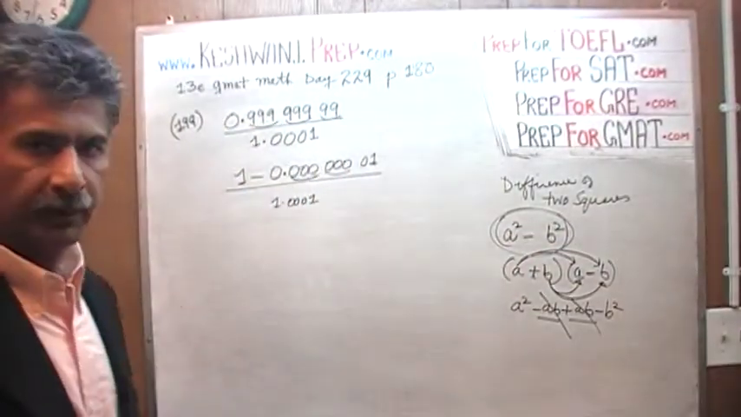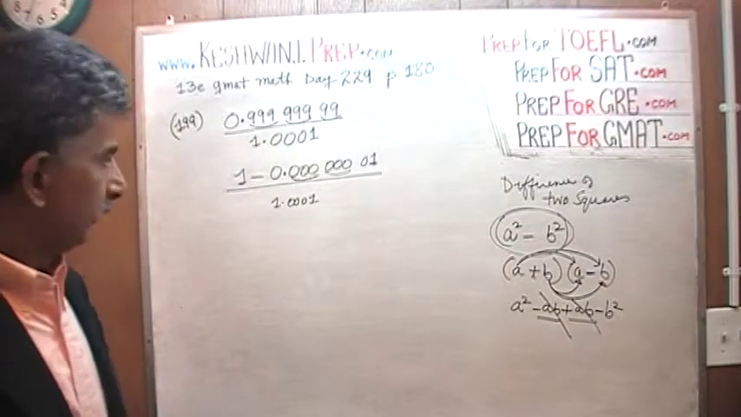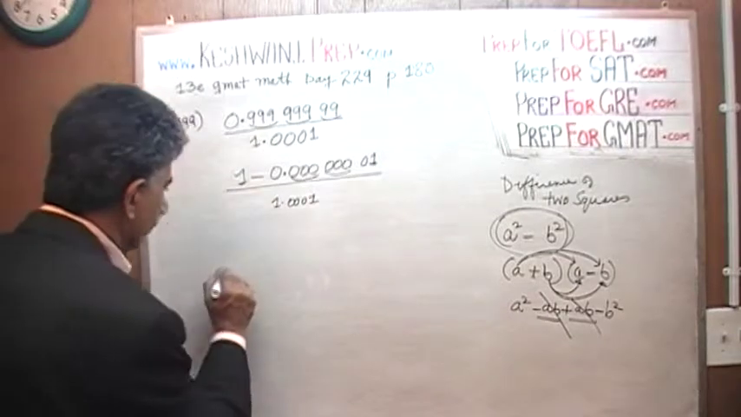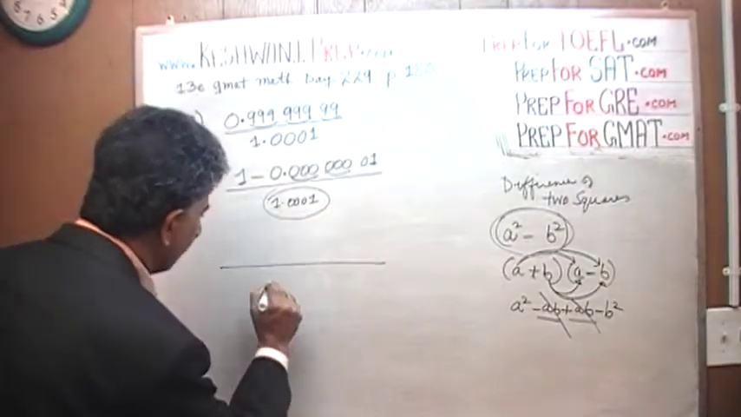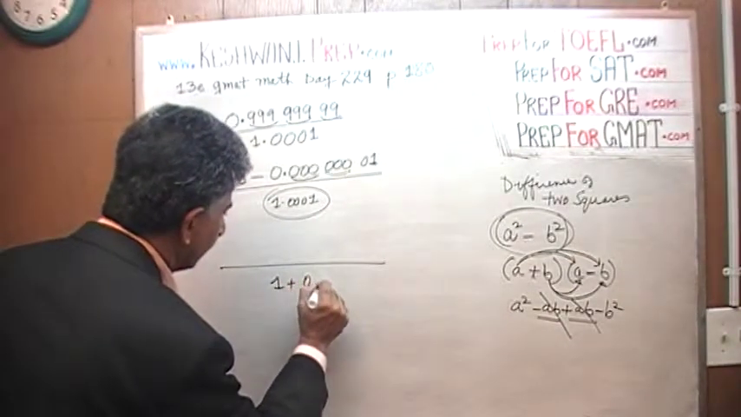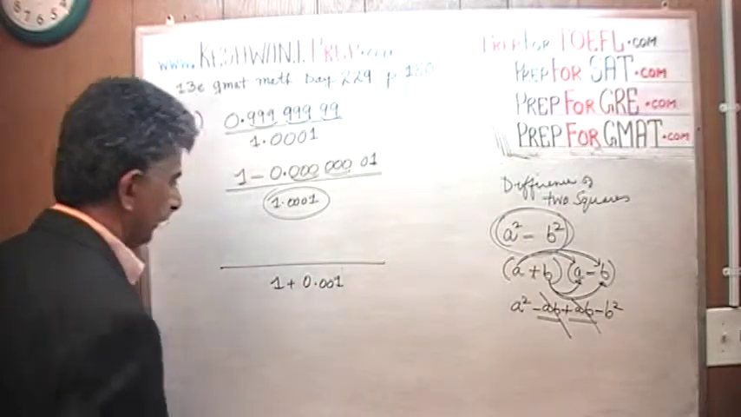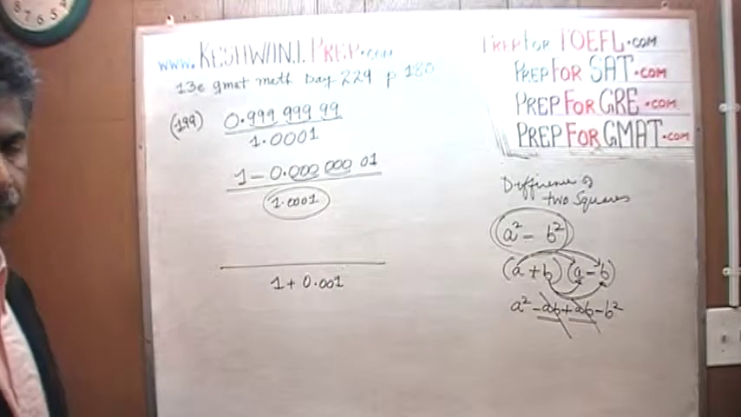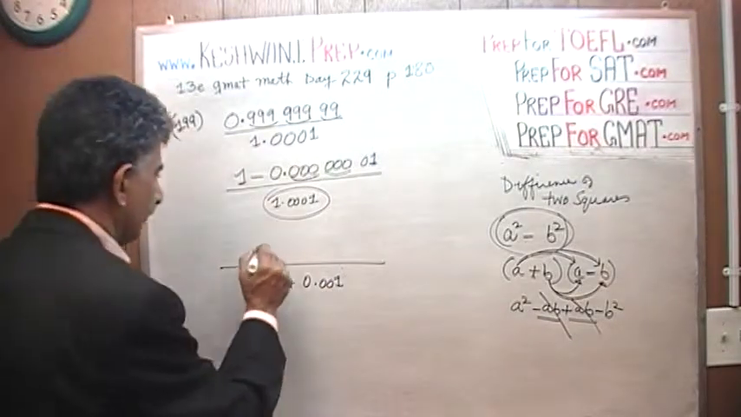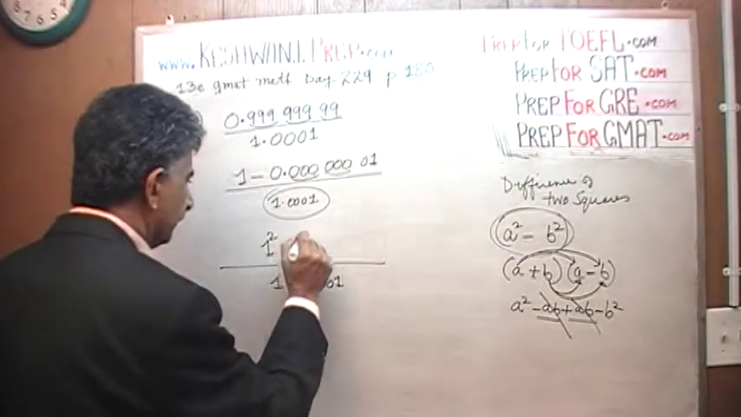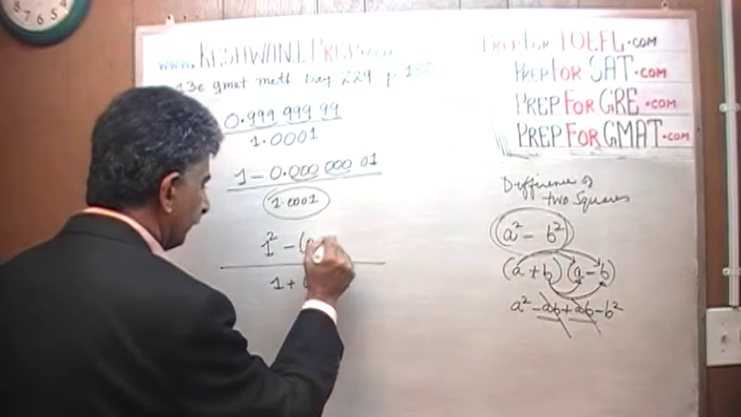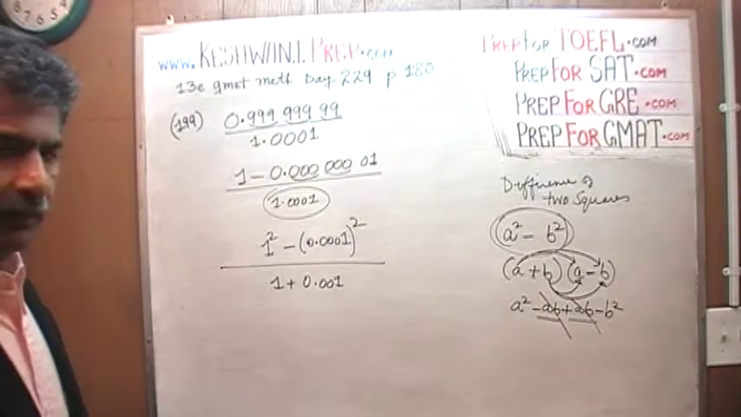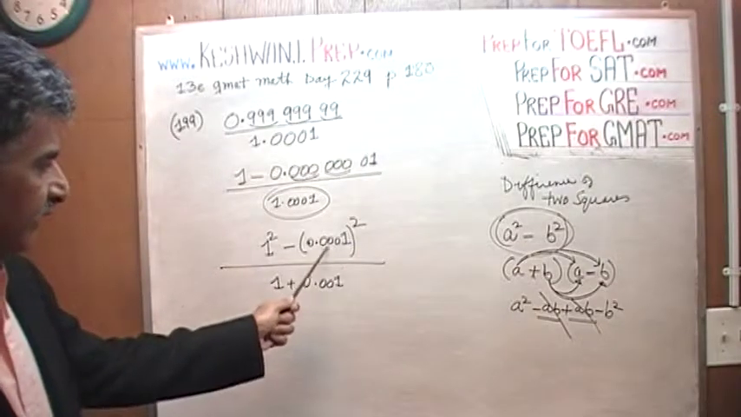Do you see a difference of two squares here? That thing should give it away. The bottom part can be written as 1 plus 0.001. There you go. That's the giveaway. That's what they want you to do here. The top part can be written as 1 squared minus 0.001 squared. You see that? Because this has 3 zeros.